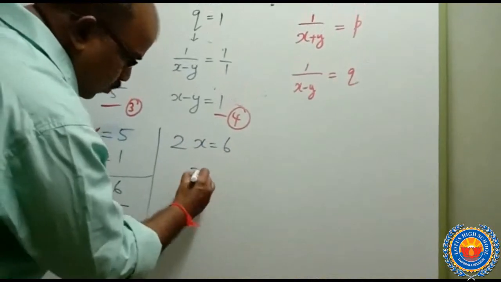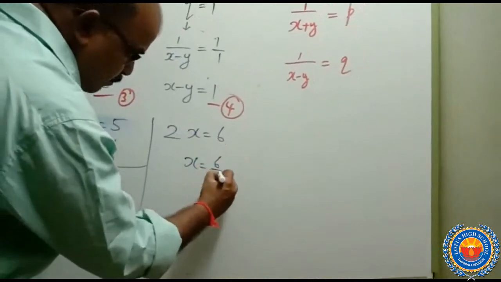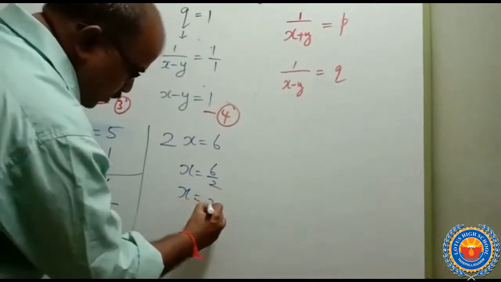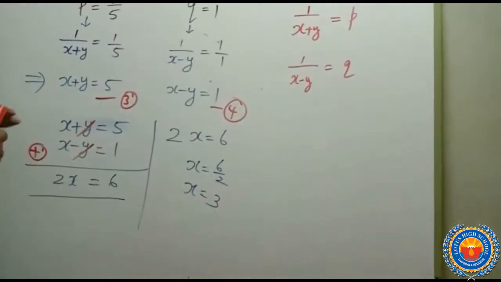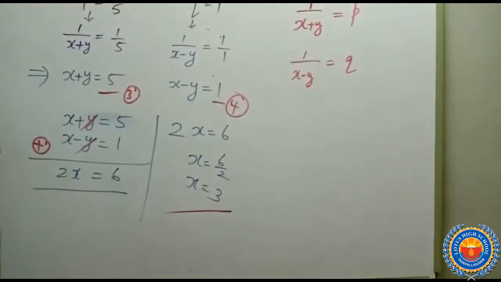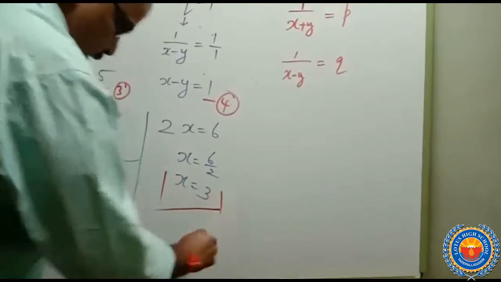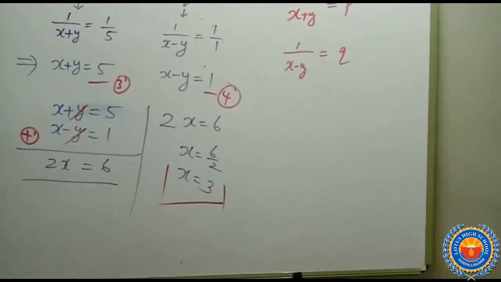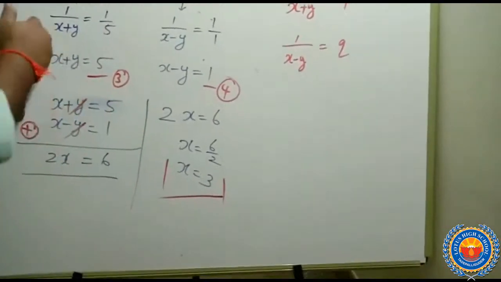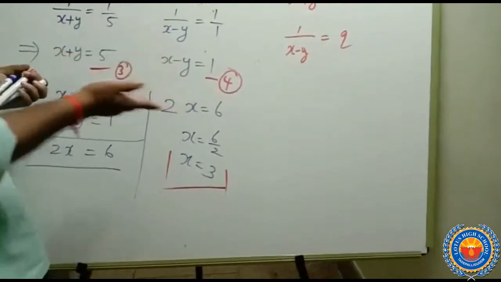2 into x is equal to 6. x is equal to 6 by 2. x is equal to 3. x is equal to 3 is the first answer. Now substitute x is equal to 3 in either equation 1 or 2.